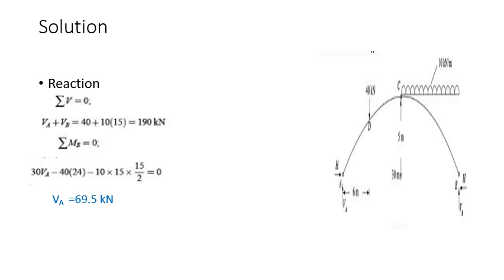So considering only the left portion now, you can consider either the left portion or the right portion of the point C. So if we consider the left portion, what we get? Here VA is equal to 69.5, and from equation 1, VA plus VB is 190. So VB you get it as 120.5 kilonewton. Now take the moment about the point C, considering the left portion.